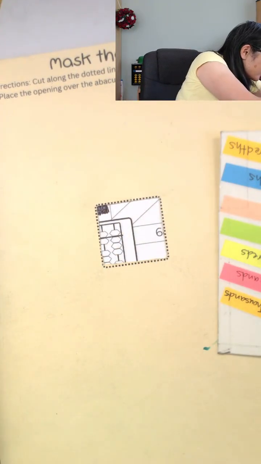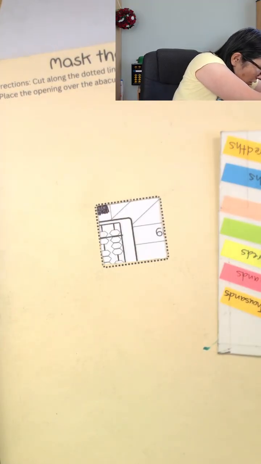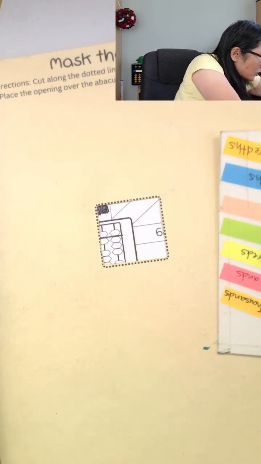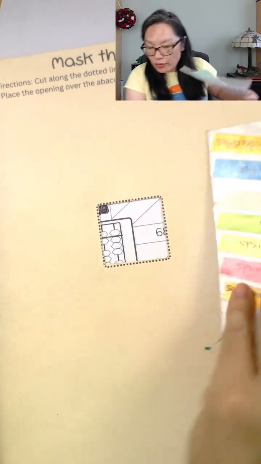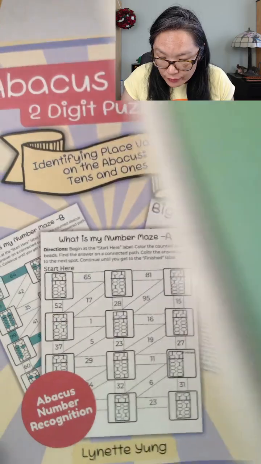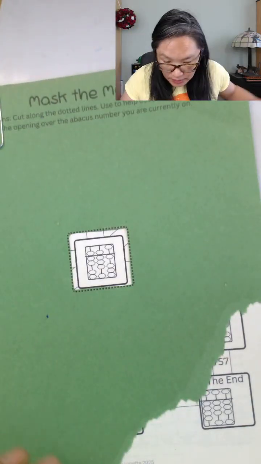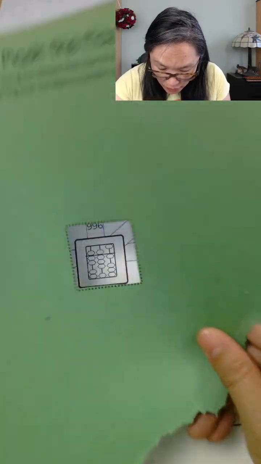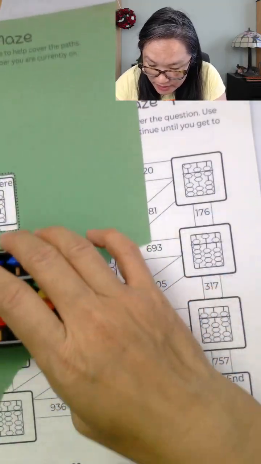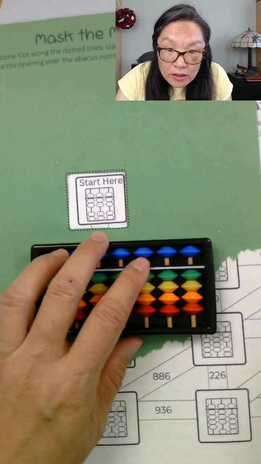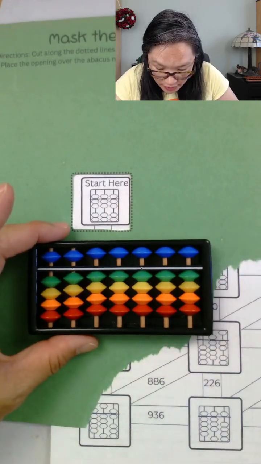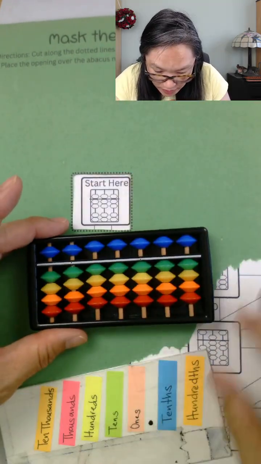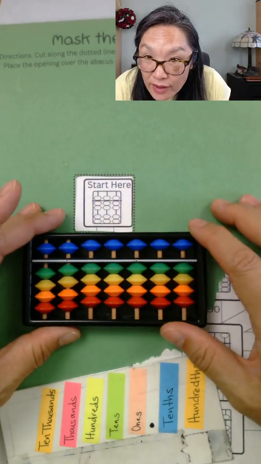Should we do a 3-digit? You know what? We could do 3 digits and get a little bit more familiar. And again, we have our tens and our ones. When we start, we're going to start over here. So we're going to start here. When we look at this, we have our tens and our ones.